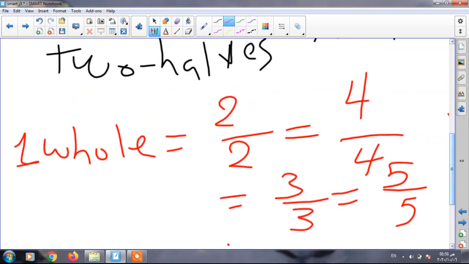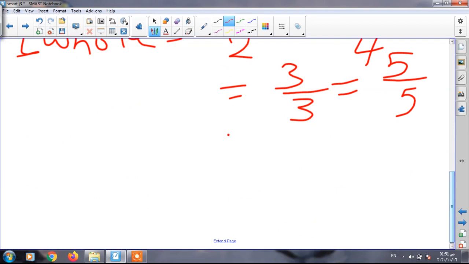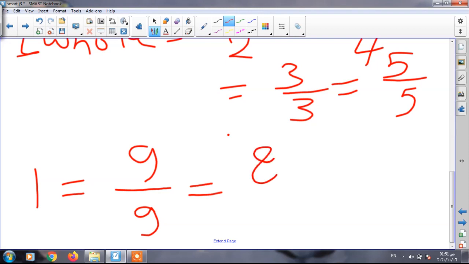So it means I can write 1 as a fraction. If I write the number in the numerator the same as the number in the denominator, it means I will write the numerator and the denominator as the same number. Okay? Like what? 9 over 9 equals 1. Okay? Equals what? 8 over 8. Okay?